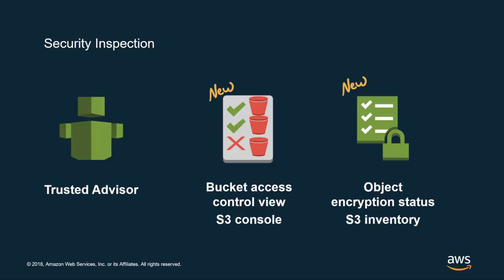Essentially what we have here is Trusted Advisor has been around for a while. We now have added a bucket access control view to the S3 console, so you can quickly and easily see when you have buckets that may have publicly exposed data, which has been a sensitive point for customers who may not realize that they've inadvertently set things like ACLs to grant public access. And then finally, you've got object encryption status in your S3 inventory report.